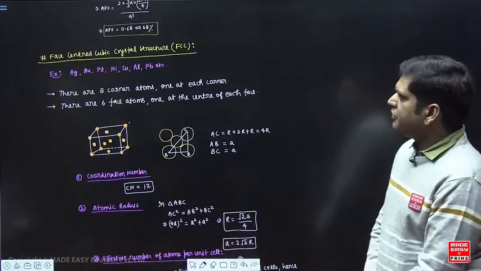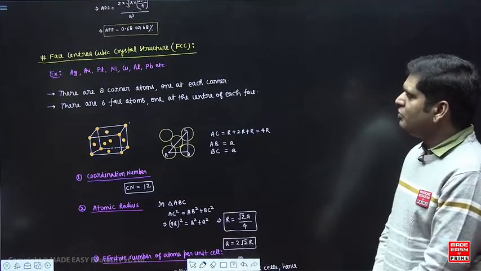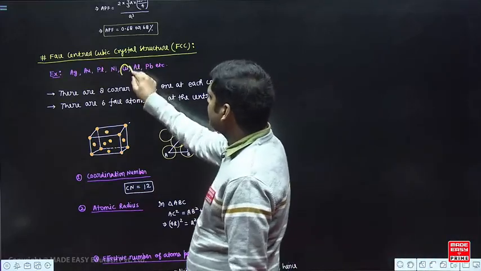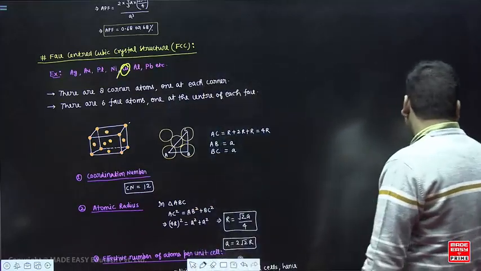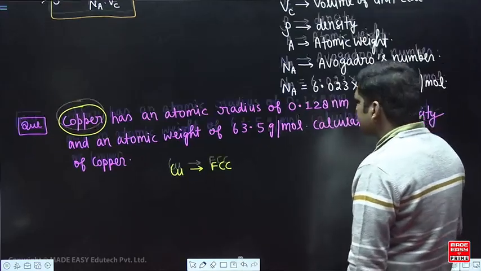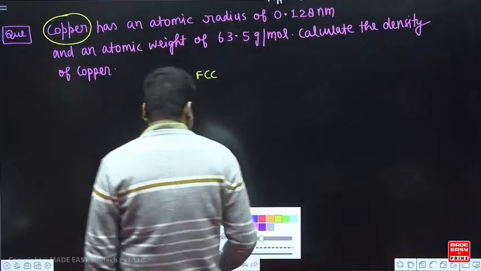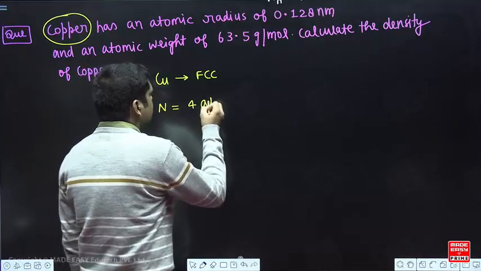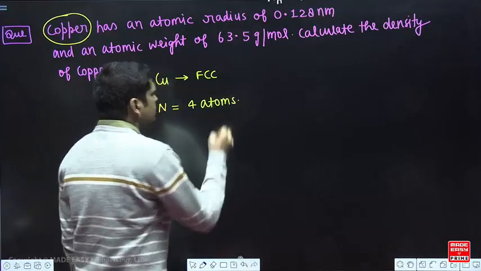Silver, gold, platinum, nickel, copper, aluminum, lead. So copper is what? FCC. It is FCC. Let us go for it. So if copper is FCC, then effective number of atoms, N, is how much? 4 atoms in a unit cell, right?